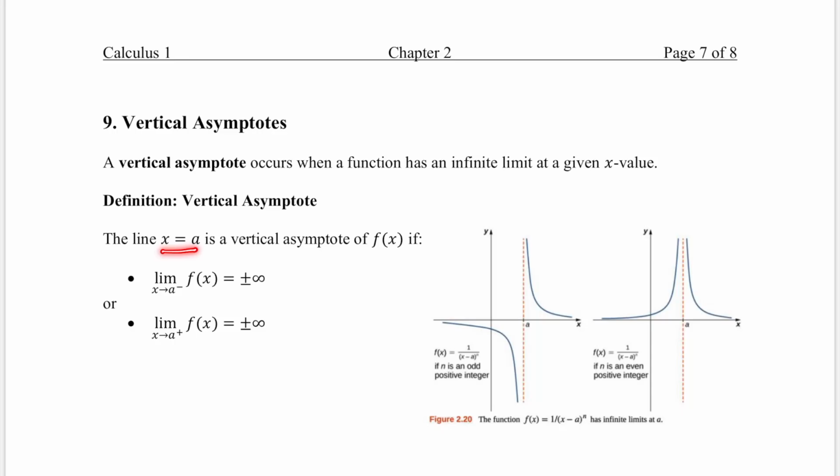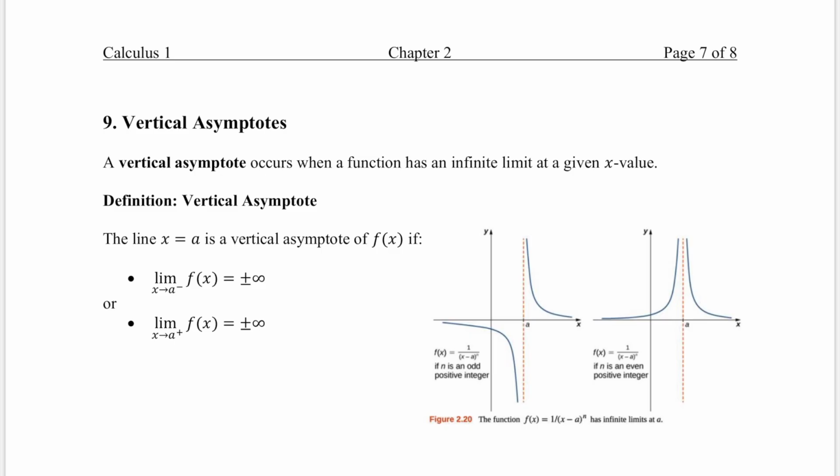The line x equals a is a vertical asymptote of the function f of x if the limit when x approaches a from the left of the function f is either infinity or negative infinity, or the limit when x approaches a from the right of the function f of x is either infinity or negative infinity.